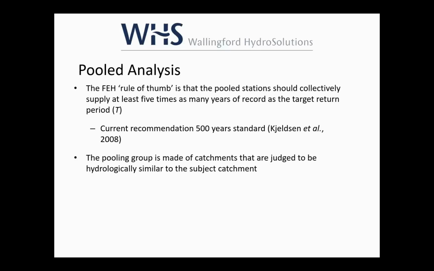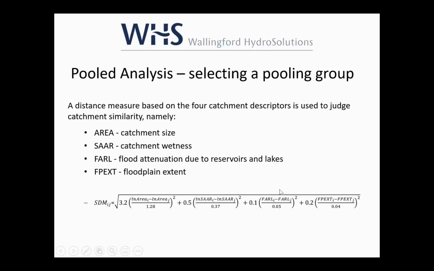It's very much a law of diminishing returns once you go over 500 years, because to get more station years, you are having to bring more gauge sites into your pooling group, and those gauge sites tend to be less similar to your target catchment. So the pooling group is made up of catchments that are judged to be hydrologically similar to your subject catchment. So how is that hydrological similarity measured?